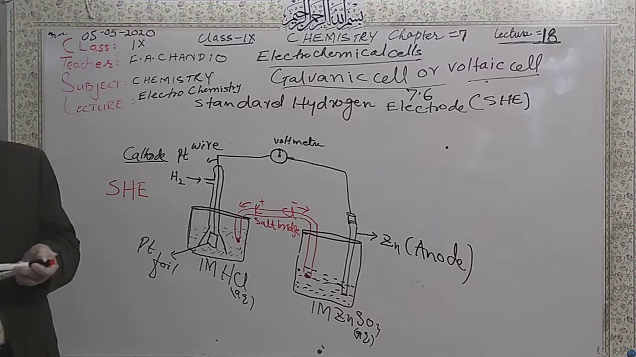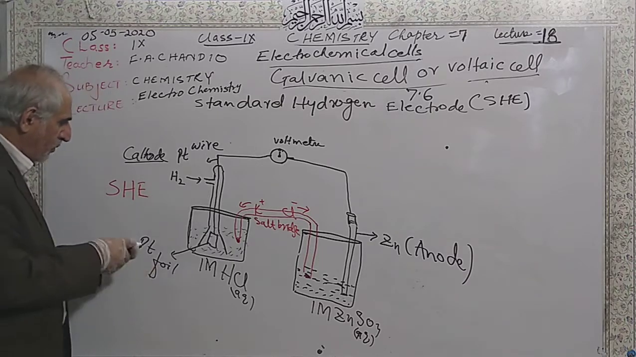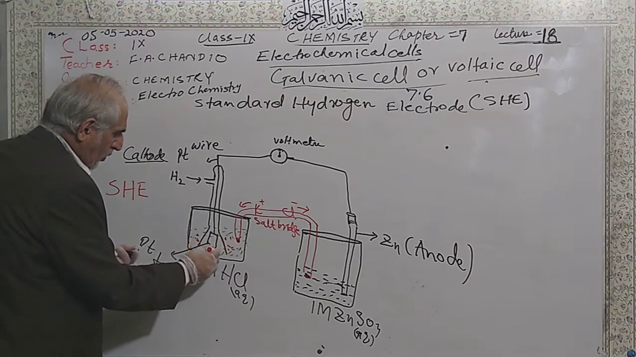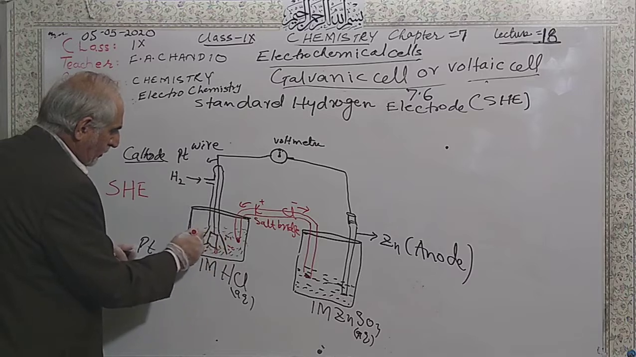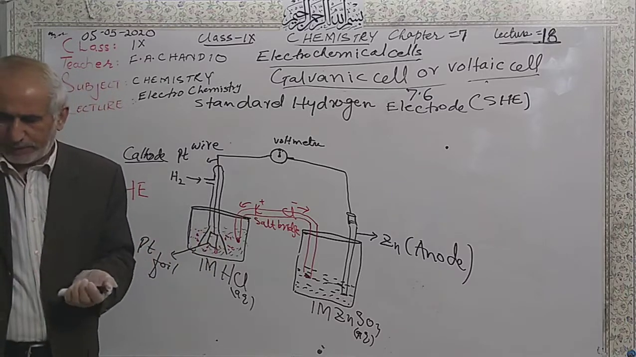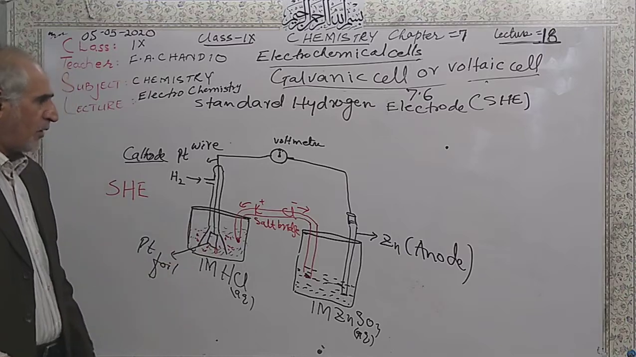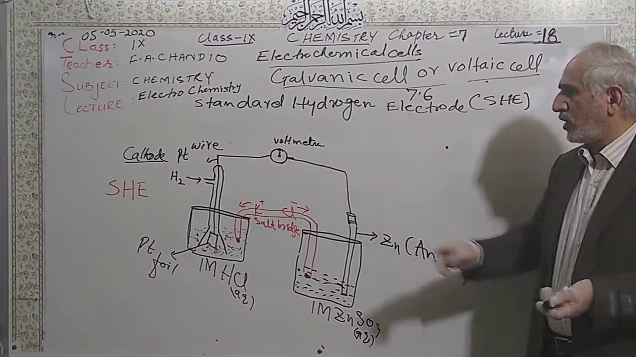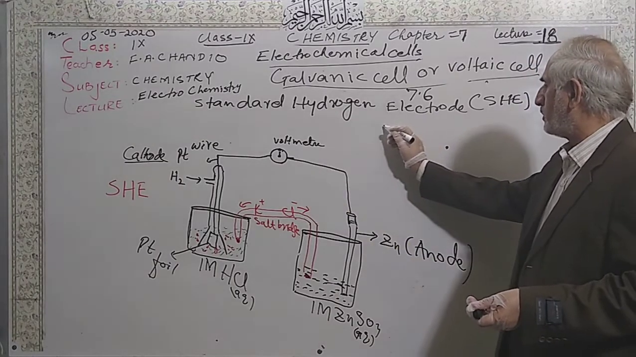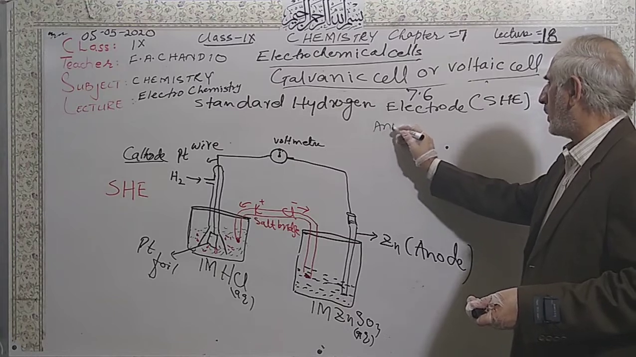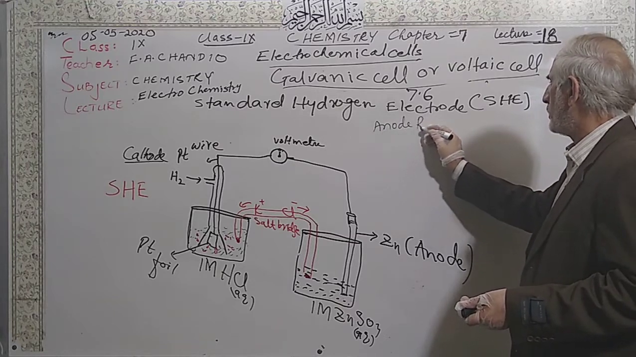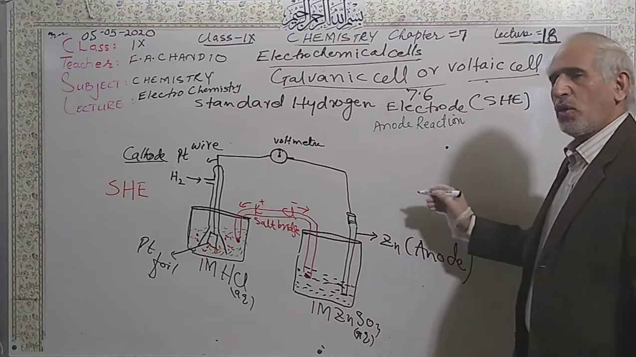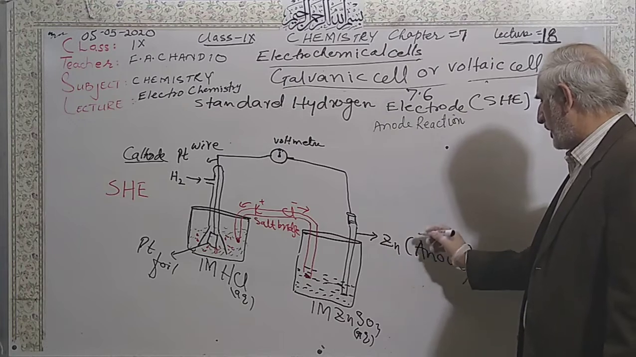If you are going to work here, you will find bubbles of hydrogen from here. Bubbles of hydrogen will be formed here, in this cell with 1 molar solution of hydrochloric acid. Now, when you work it with the voltmeter, I am going to write first the anode reaction. At the anode there is always oxidation.